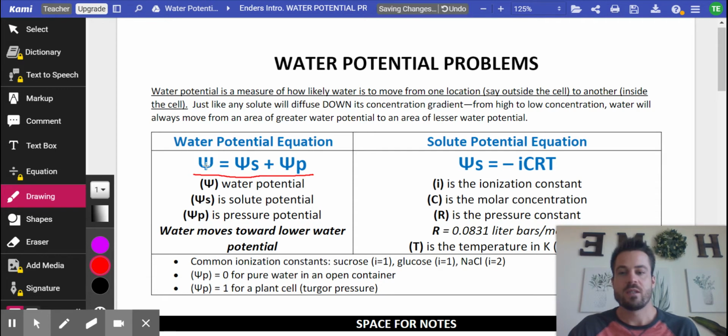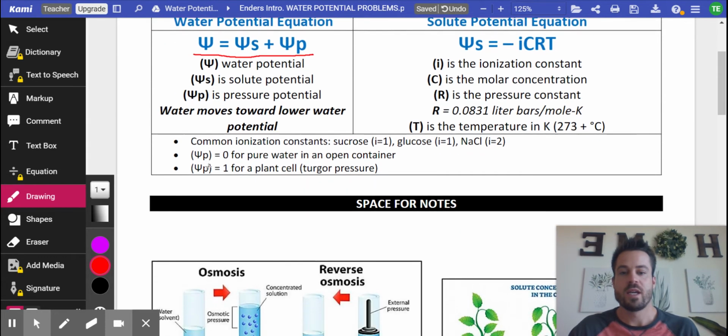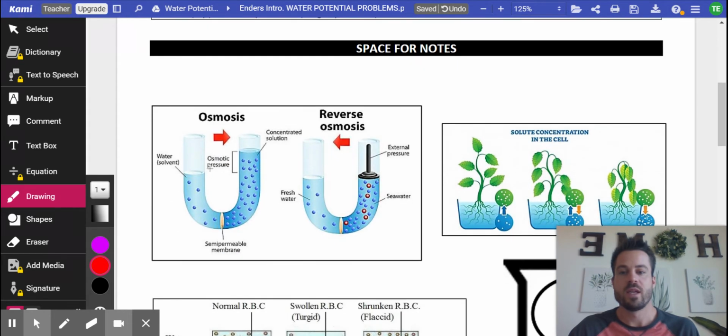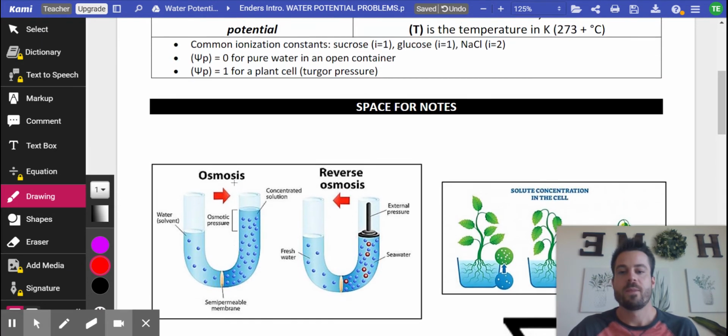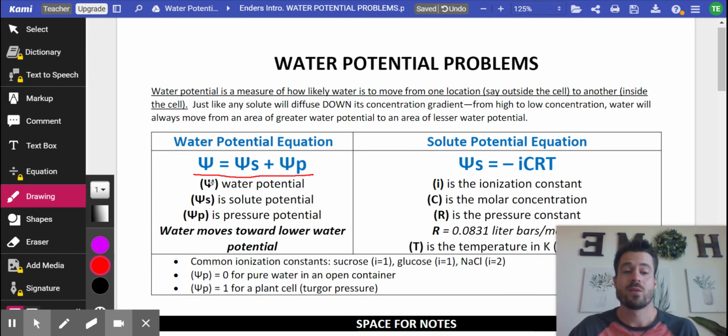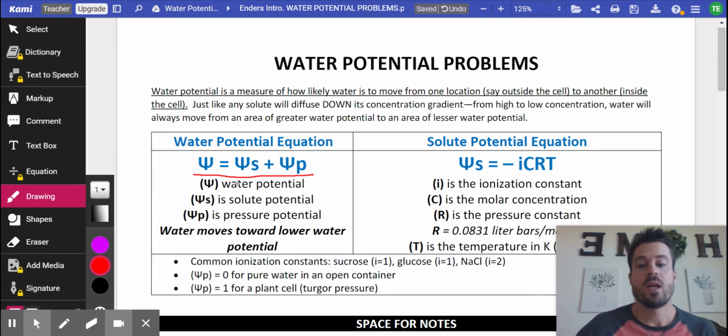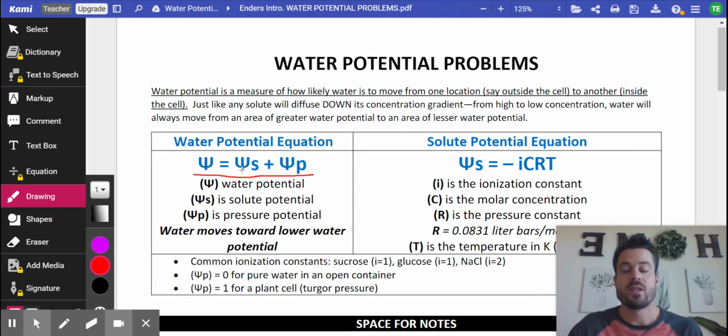So we have this Greek symbol called psi. It kind of looks like the experiment that is used for these water potential problems. That's how I remember it. If you notice here, we have this experiment showing how water potential works. The Greek symbol kind of looks like that. Maybe that's why they chose it. I don't know. Anyway, the equation is solute potential plus pressure potential equals water potential.